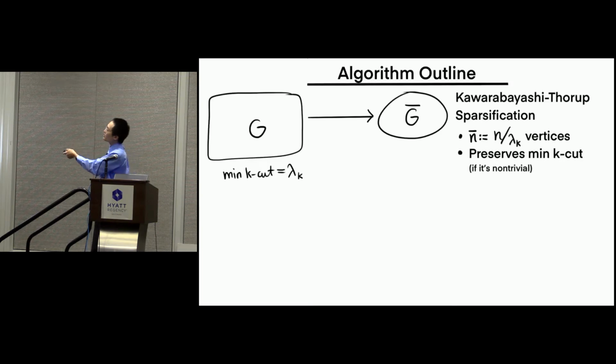We want to preserve the min k-cut of the graph, so we can solve the problem on the sparsified instance. We need to assume that the k-cut is non-trivial. We'll get to this later on, but this is a small technical thing that we can handle.